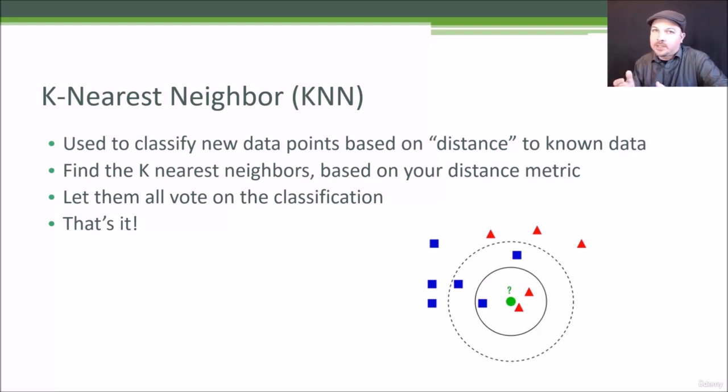So the idea of k-nearest neighbors is, let's say you have a bunch of data that you've already classified that you can train the system from. If I have a new data point, all I do is look at the k-nearest neighbors based on that distance metric and let them all vote on the classification of that new point.